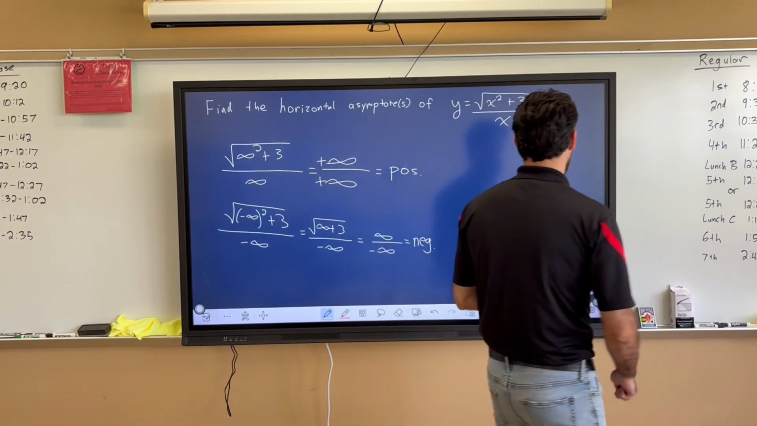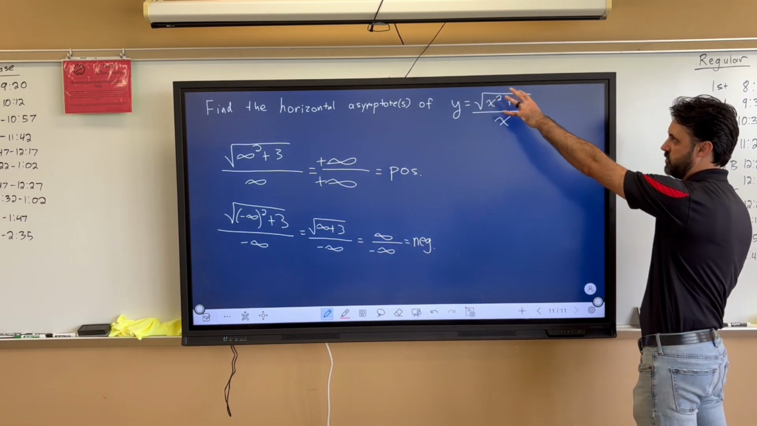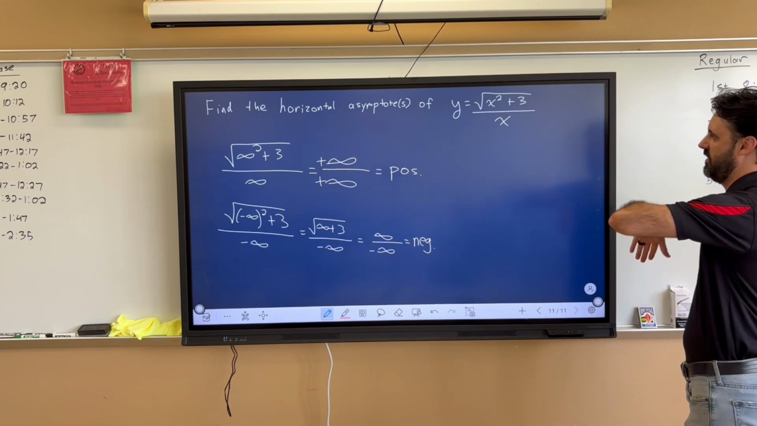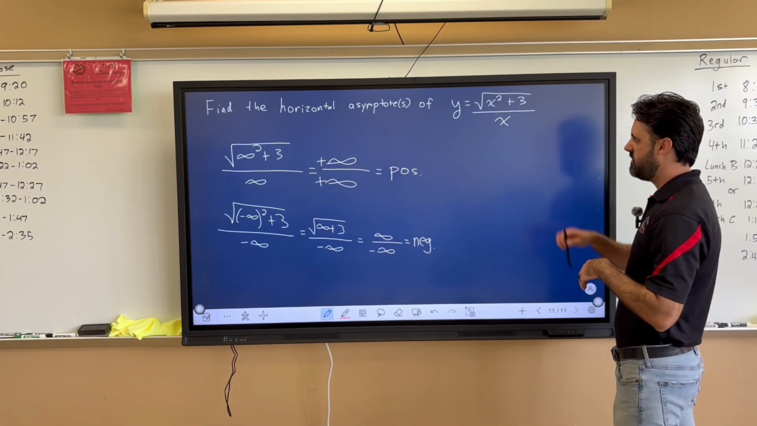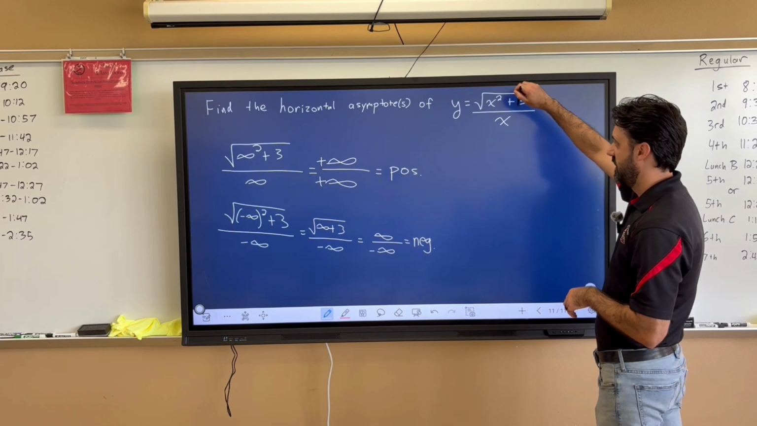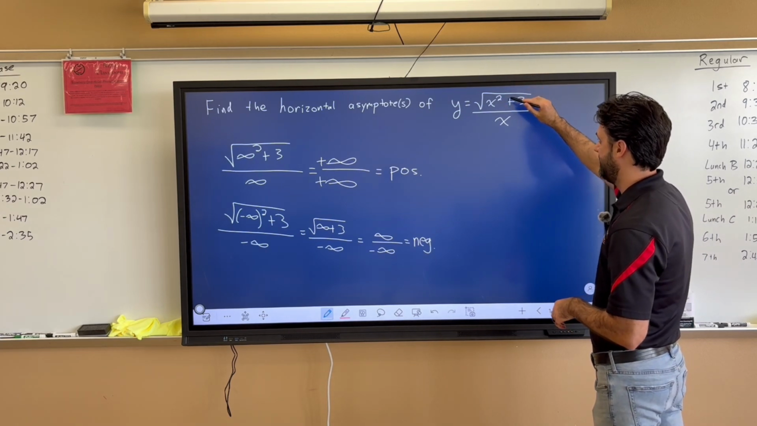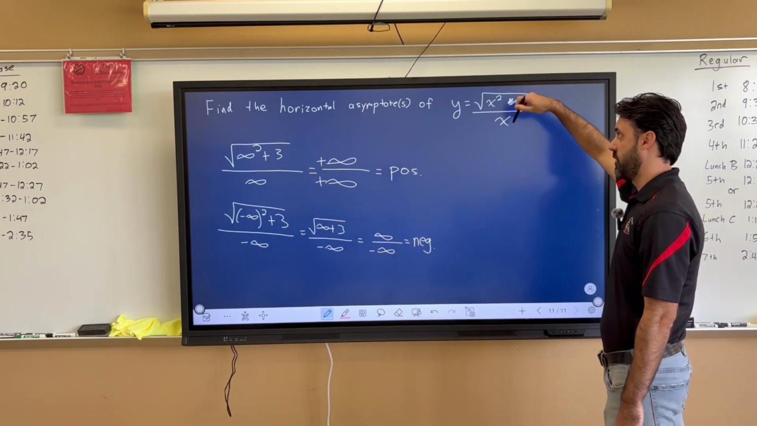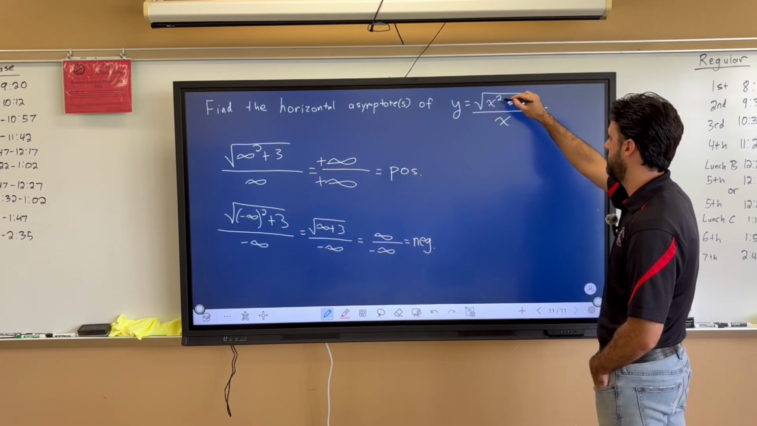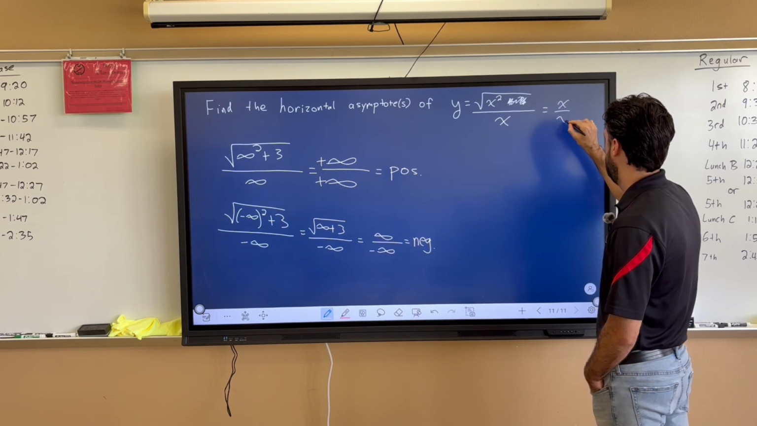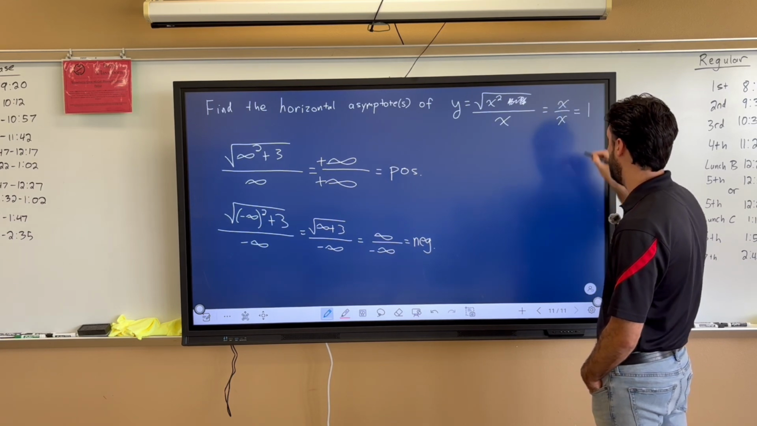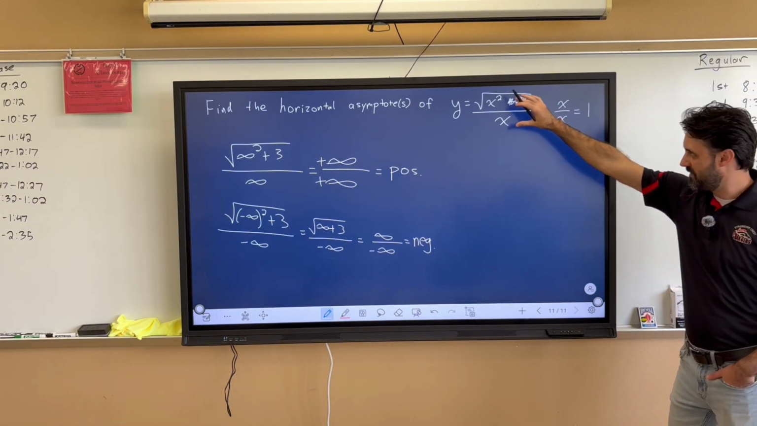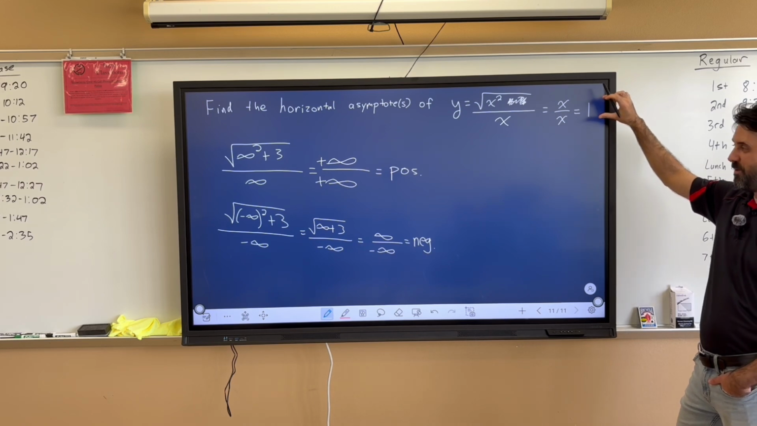The way that we find those, I'm going to show us a shortcut. The real way is very complicated. But kind of a shortcut here is, even though it's not a polynomial on top, if we ignore that 3 because it's not the largest exponent, we can turn this into a polynomial over a polynomial. And what does it turn into? Well, the square root of x squared is just x, and x divided by x is just 1. So this sort of simplifies into positive 1.